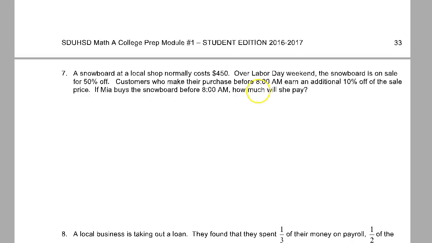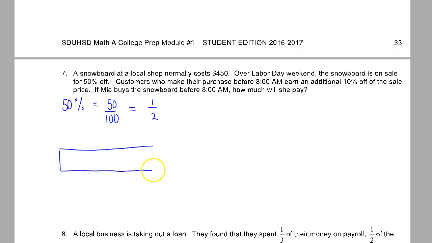So the first thing we want to look at is the snowboard being on sale for 50% off. So if I take my 50% and write it in fraction form, 50 out of 100, that's obviously 1/2. So half off, but I'm going to model that with a bar like we were asked to do. So if my denominator is 2, I will split my model into two equal parts.